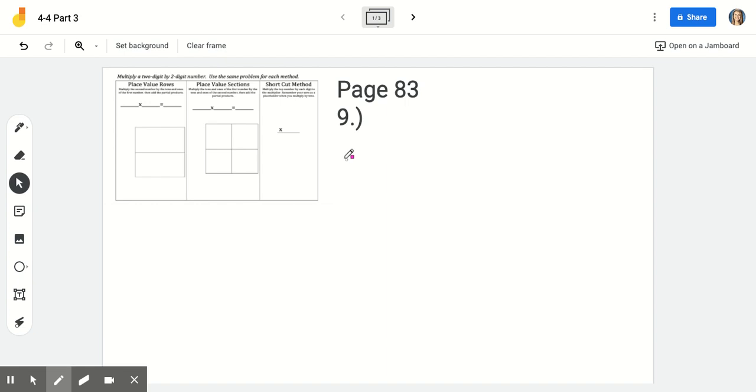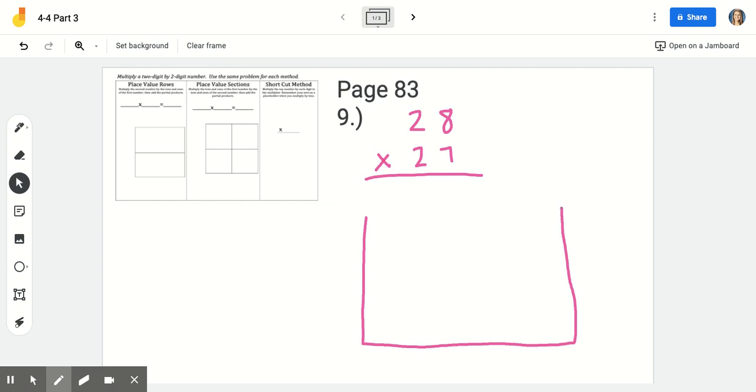It's 28 times 27. And we are going to solve this problem using the place value sections. That's the first method that we practiced and learned about together. So with place value sections, remember, we're going to draw out a box, and then we're going to break apart each of our factors into their place values. So go ahead and with me, draw out a fairly large box, and we'll go factor by factor, splitting them apart.